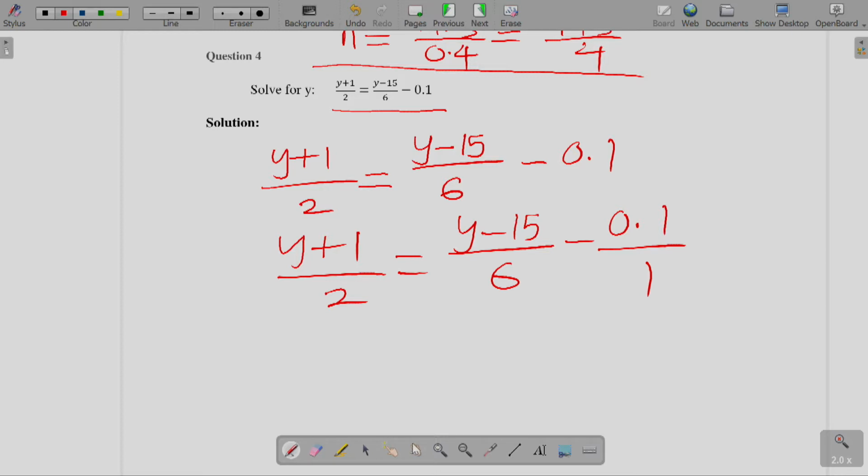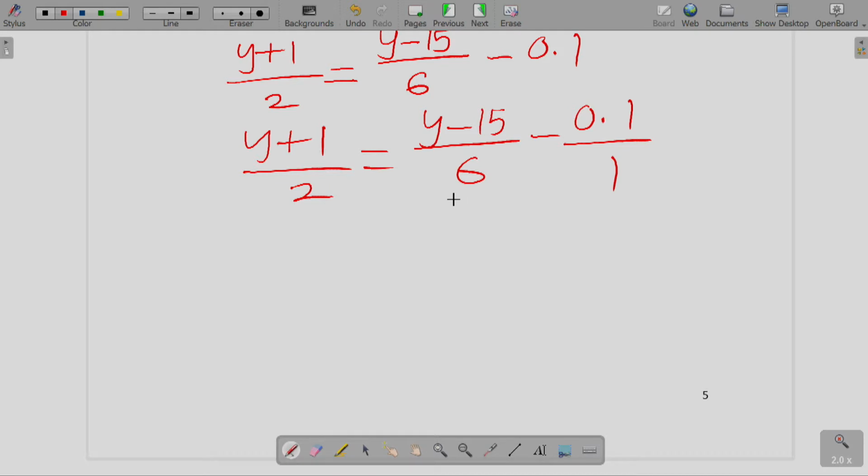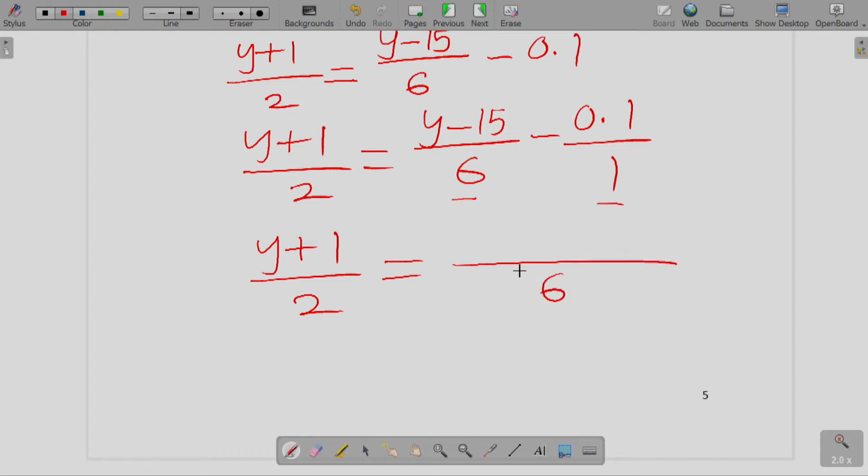The following step is to find the LCM of 6 and 1. The LCM of the numbers 6 and 1 is 6. So 6 divided by 6 equal to 1, 1 times (y minus 15), so we'll get y minus 15, minus 6 divided by 1 is 6, times 0.1, so we'll get 6 times 0.1.